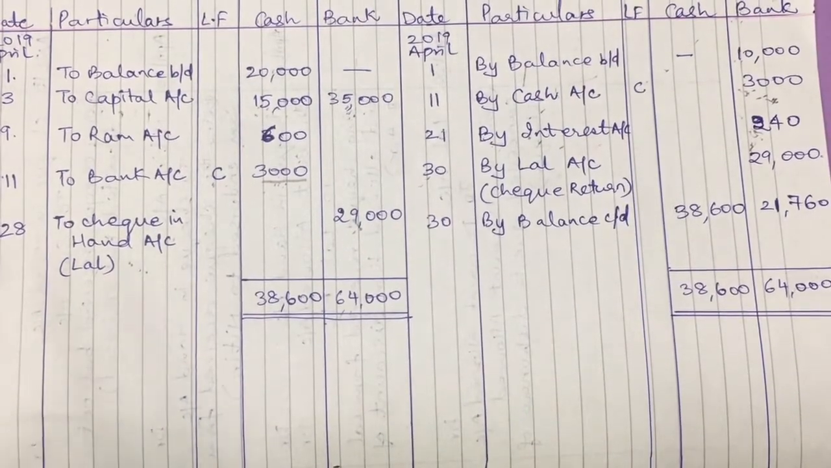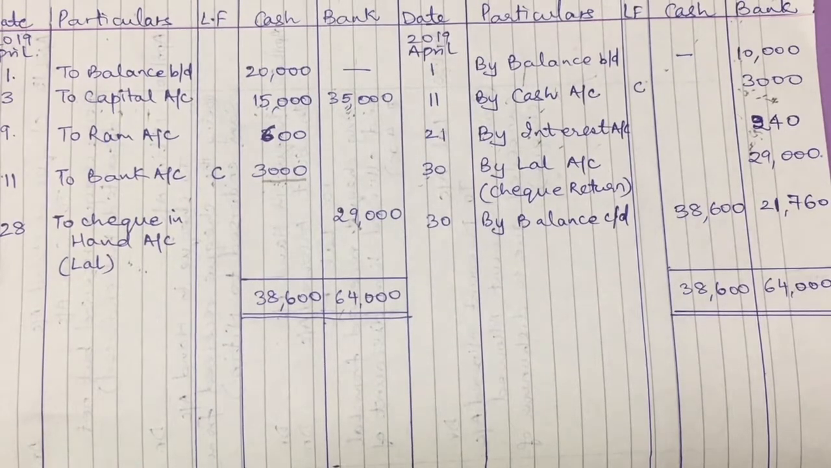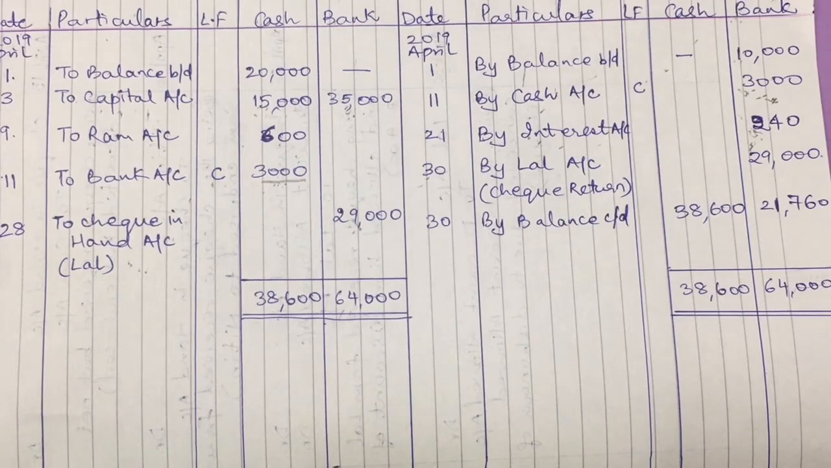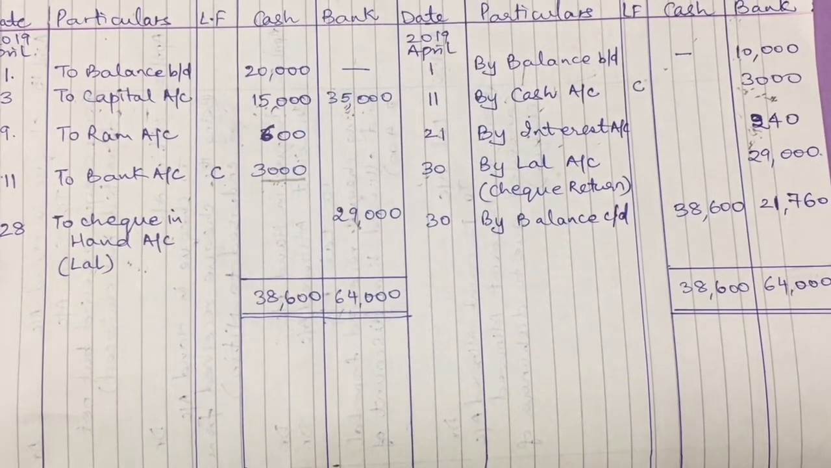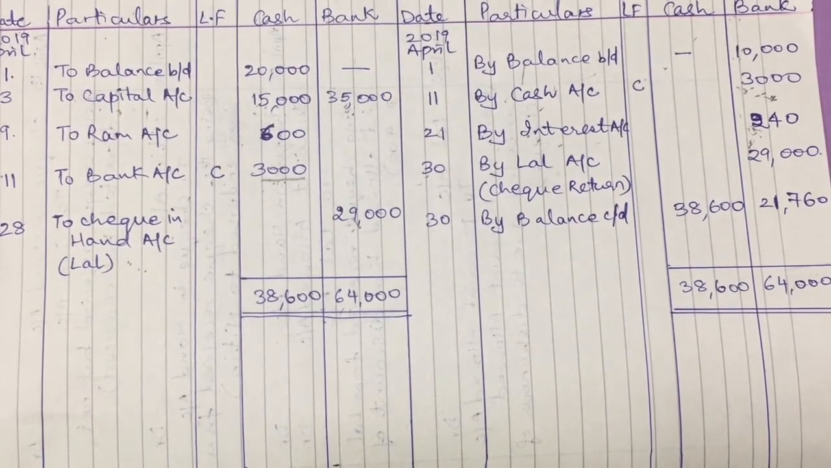Now discount rupees 400 will not be entered in the cash book because it is discount received, discount allowed, all comes as a journal entry. Okay, so we are now going to focus on the check which is of 29,000. It is received on 25th. But we have deposited this check into the bank on 28th. So 3 days we had it in our hand.